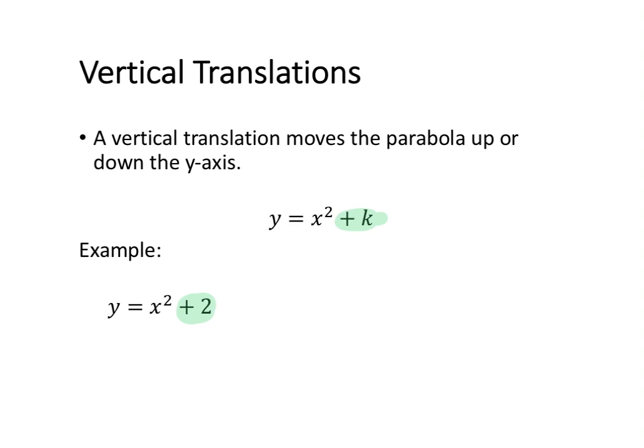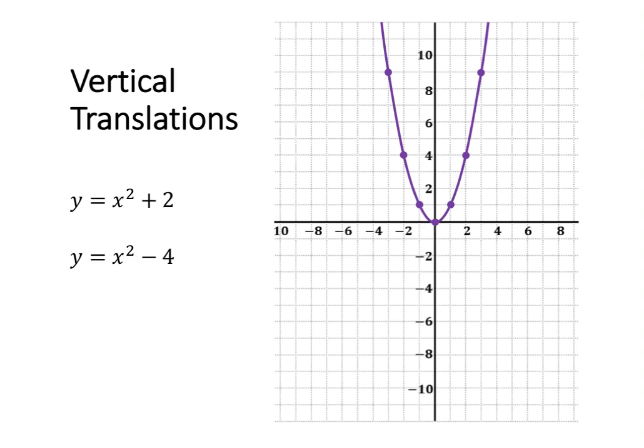The movement will depend on the number. So in the example, plus 2, the parabola will move up the y-axis 2 places. If you were minusing 2, then it would move down the axis 2 places. So let's have a look at an example of a vertical translation of a parabola. In this example, we want to use the graph that is there, which is y equals x squared, to graph the two formulas y equals x squared plus 2 and y equals x squared minus 4. And we're going to do that by doing a vertical translation.